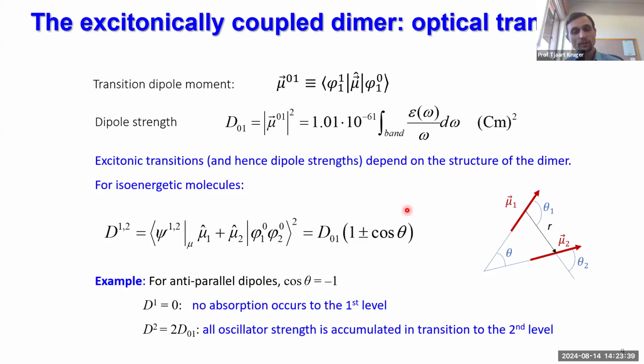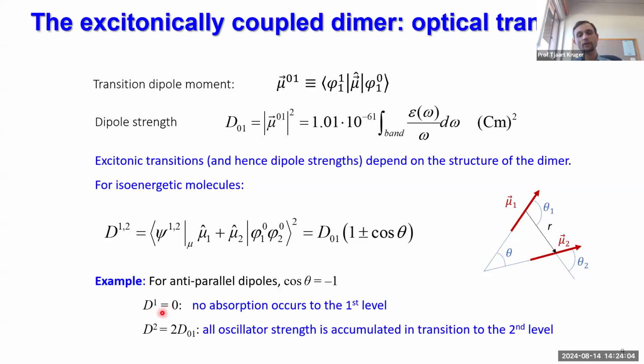Okay, let's consider two anti-parallel dipoles. So it's a case like this where theta is 180 degrees. So cos theta is going to be equal to -1. And then our two dipole strengths are 0 and 2 times d01. In the first case, no absorption occurs to the first level.